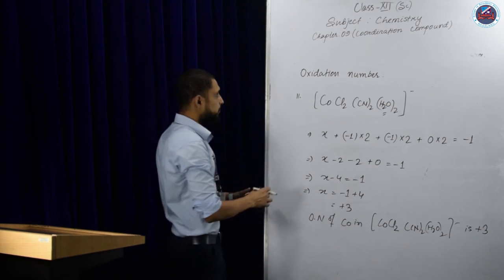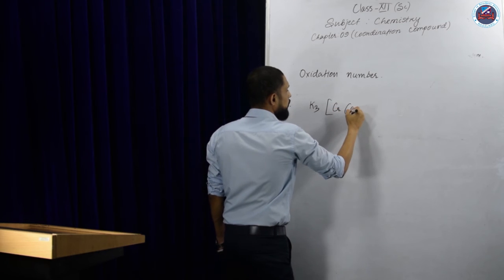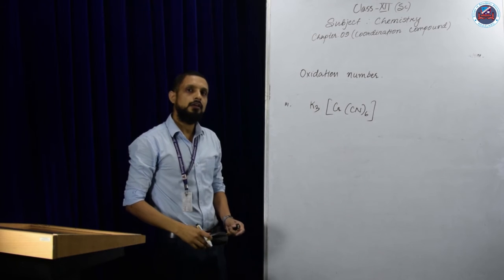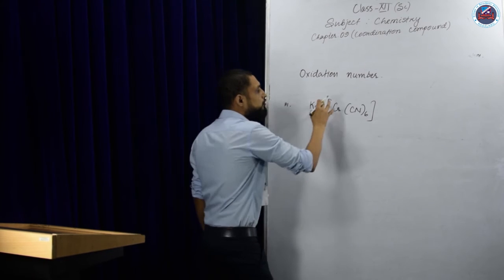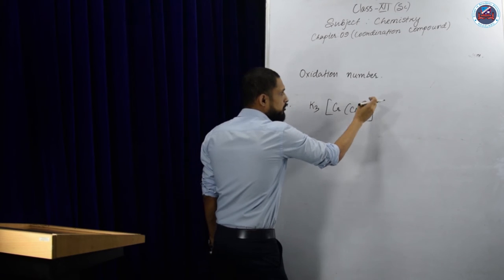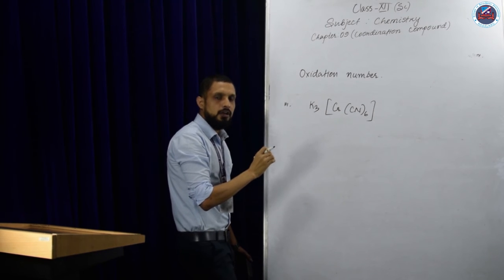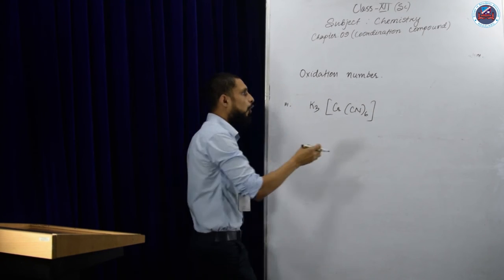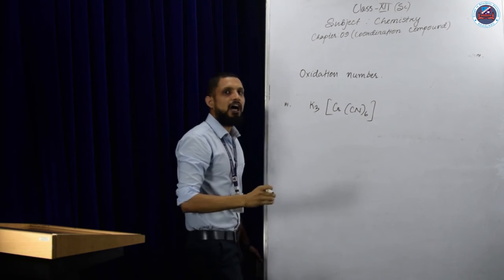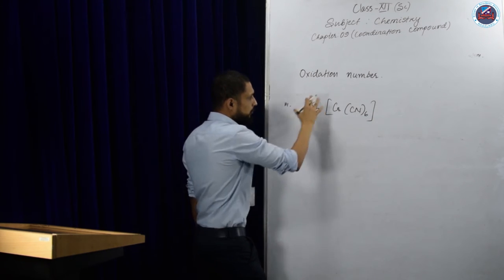Let us take one more example, K3[Cr(CN)6]. Now the counter ion is used to neutralize the charge carried by the complex. Say if the charge carried by the complex is -3, we'll use a positive counter ion equivalent to +3, so that the overall charge is neutralized. In case the coordination entity is positive, we'll use a negative counter ion. So let us take this example.